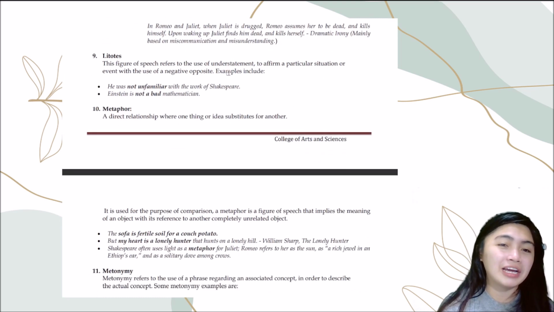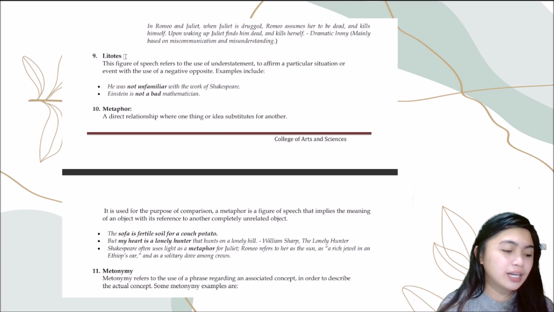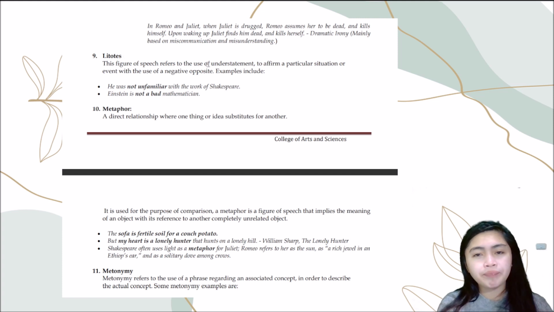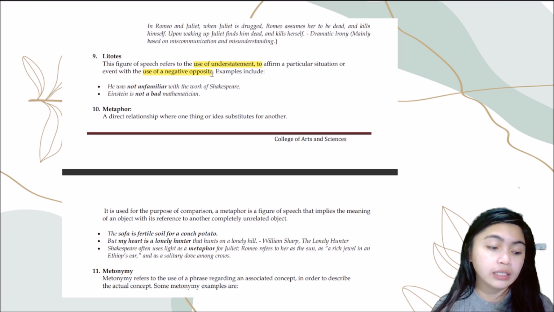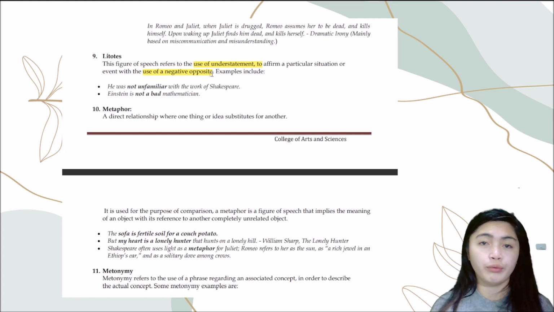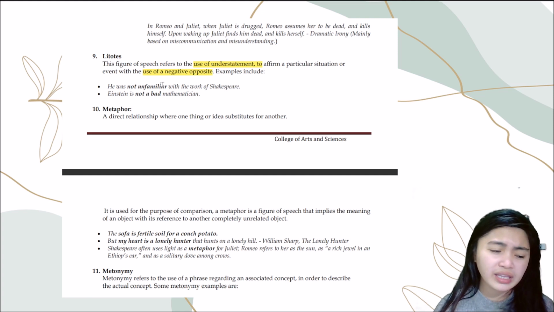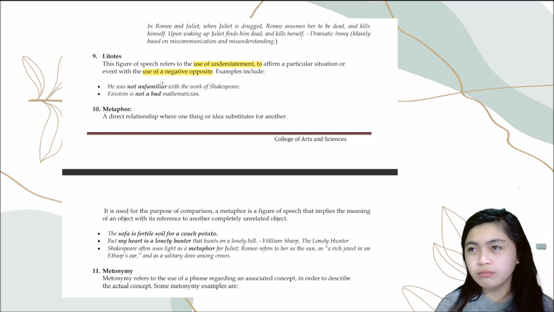Okay, we have litotes. Litotes is for emphasizing while avoiding direct mention. So, dito sa litotes, it is the use of understatement or the use of negative opposite or yung mas madalas nating naiintindihan, yung double negative. Okay? So, again, it is emphasizing while avoiding talaga direct mention. So, for example, tinanong mo sa kaibigan mo, do I look good today?